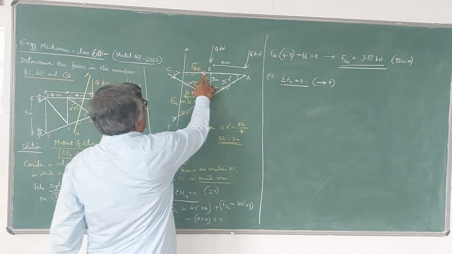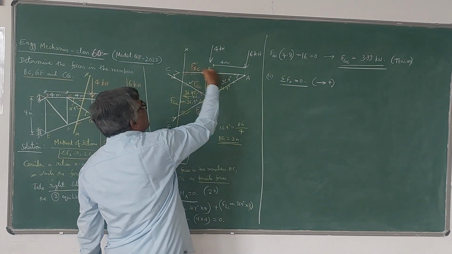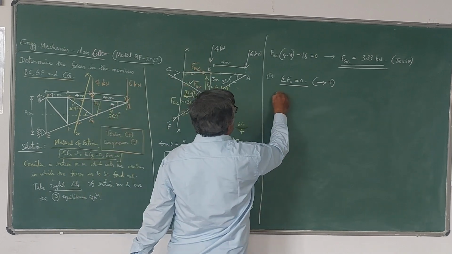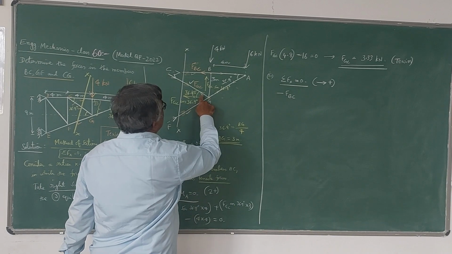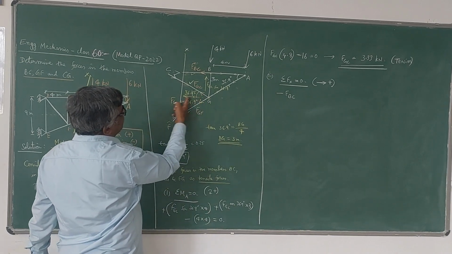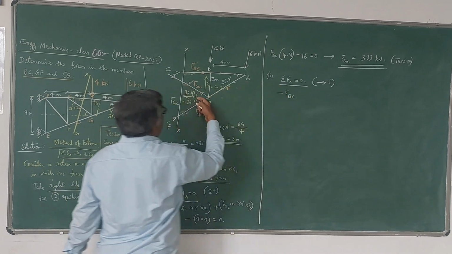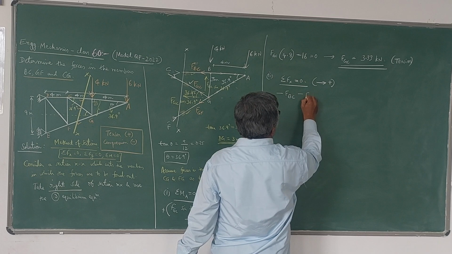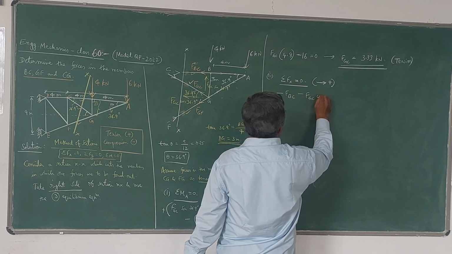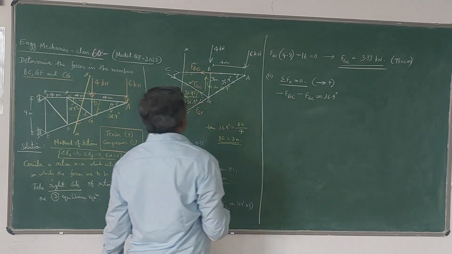Here, in that case, I am taking towards right positive. FBC is like this, so I have to take negative. So minus FBC, I have to write. And here, please note that I have to take this. Don't take this one because I am writing sigma fx equal to 0. So this is also negative. Minus FGC cos 36.9 degrees that I have to take.